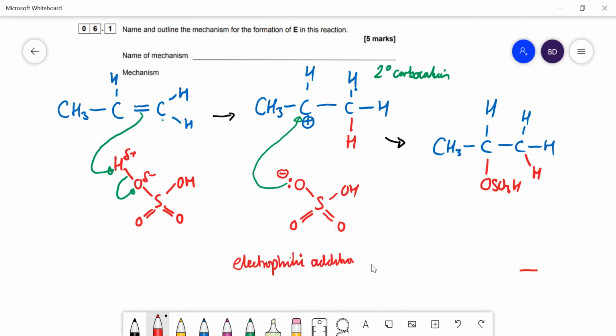5 marks is a lot of marks. You don't usually get that many marks. It's usually like 4, I would have thought. But 1 mark for each of the curly arrows, 1 mark for the carbocation. I don't know where the other marks go.